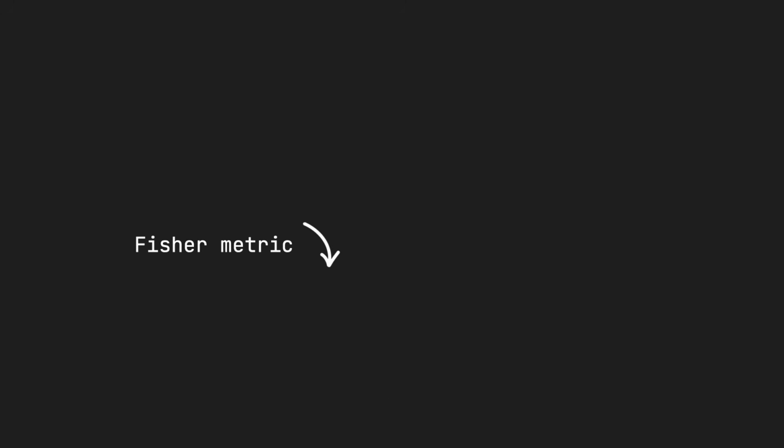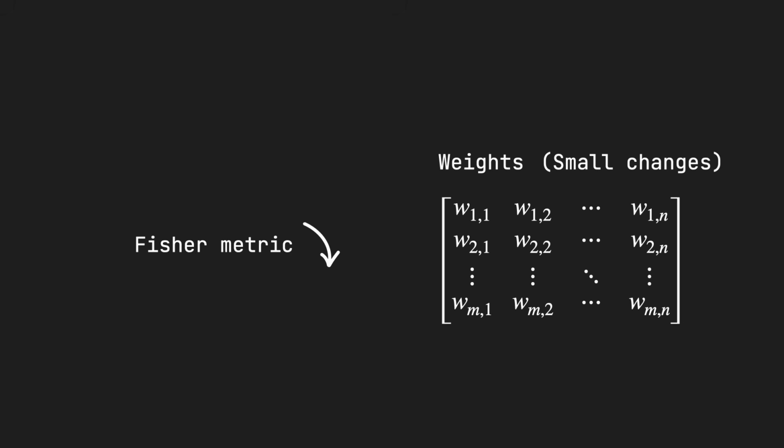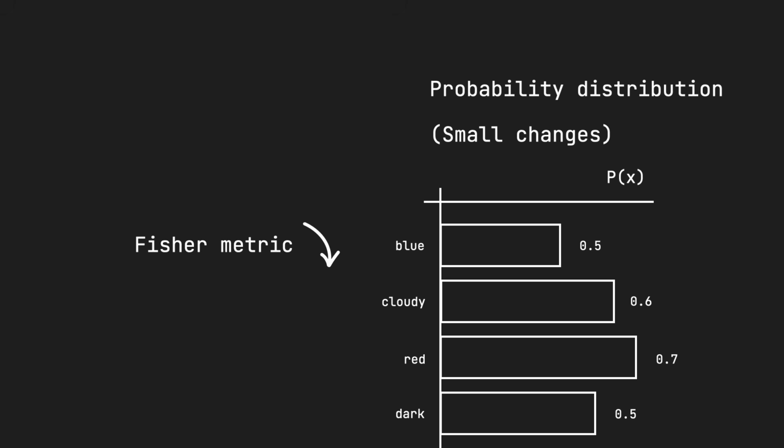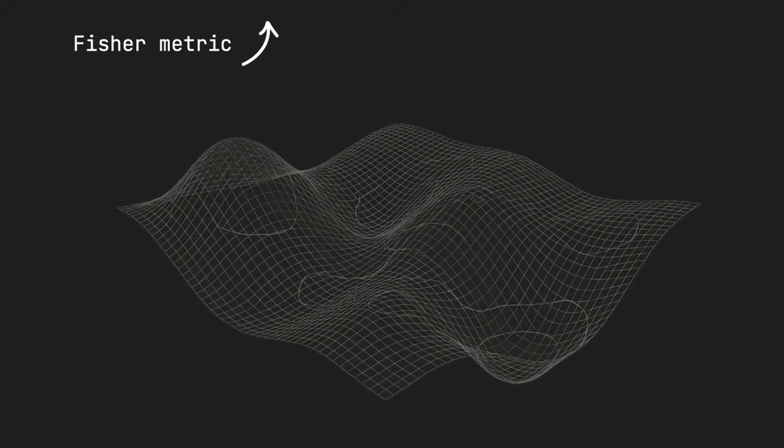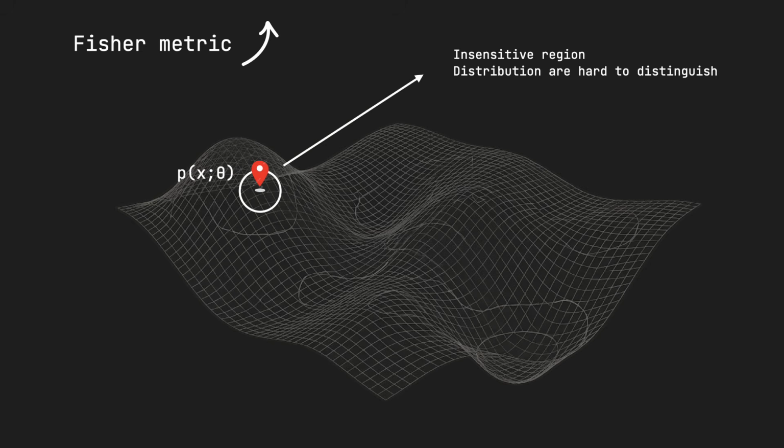But what if our Fisher metric came out to be low? If it's low and we're making small changes in our weights in training, our probability distribution is also making small changes. Geometrically, this means we're going into an insensitive region where distributions are hard to distinguish, and that's what we want to avoid. So you can see this metric gives us much richer information, but the downside is that it's very hard to calculate practically.